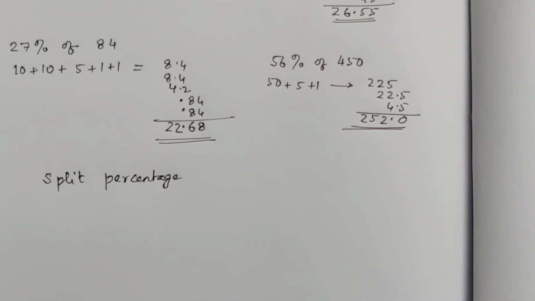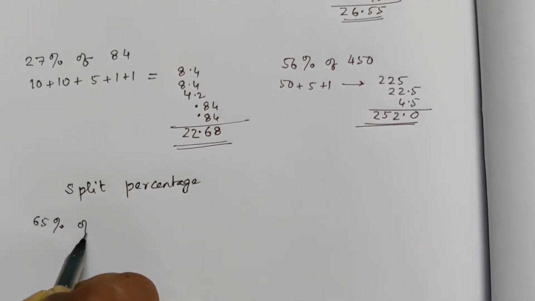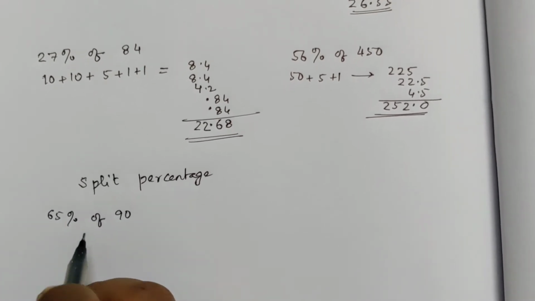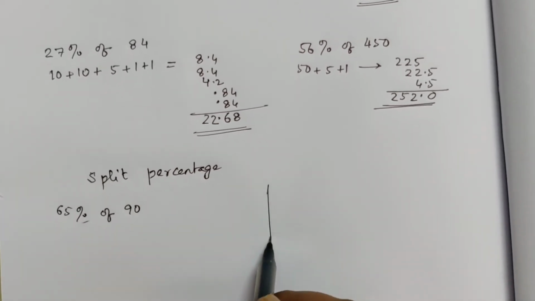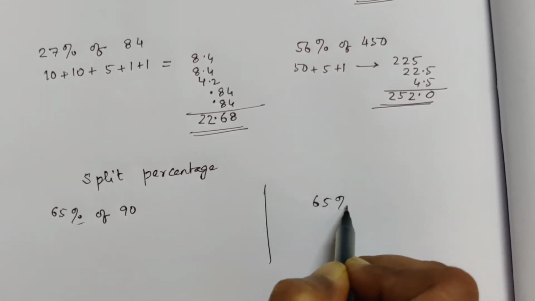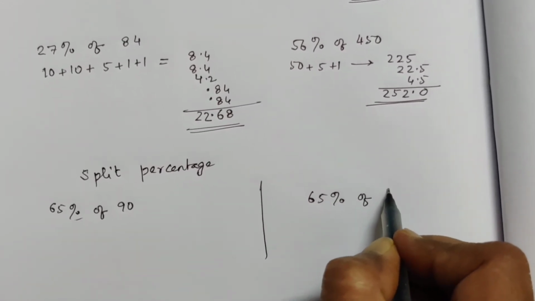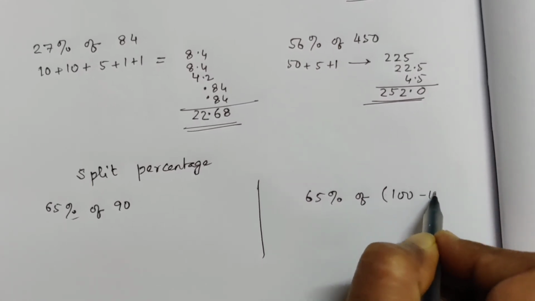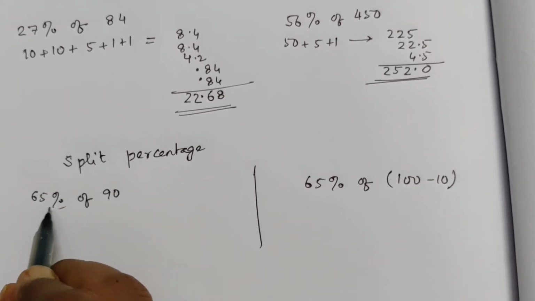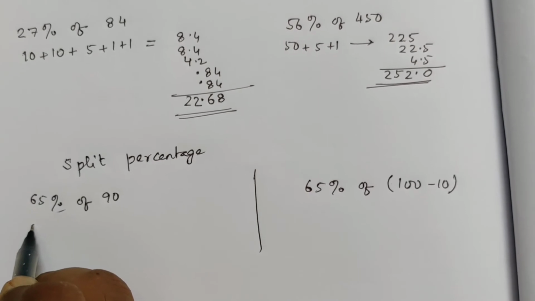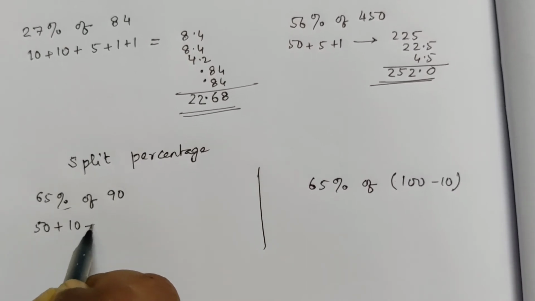Now suppose we are asked to do 65% of 90. We can either do it by splitting the percentage, or by splitting the number. Here the number is 90, so we can split it this way: 100 minus 10. Now, splitting the percentage, 65% of 90 we do this way: 50 plus 10 plus 5.